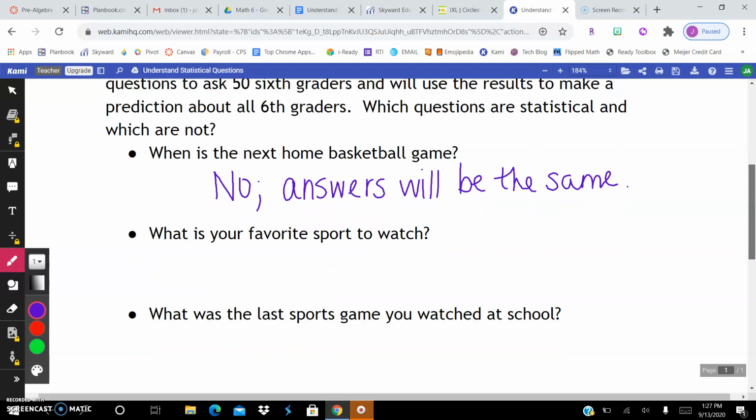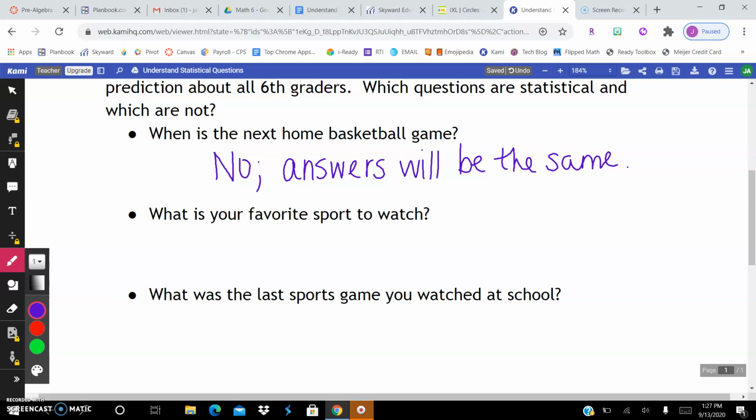Okay. So the second question she has here is, what is your favorite sport to watch? If she asks me that question and then she turns and asks you that question, could we possibly have different answers? Absolutely. Just because I might like to watch a volleyball game does not mean that the person sitting next to me is going to like to watch the volleyball game. The person sitting next to me could have picked basketball. So this is yes. Definitely could have different answers.